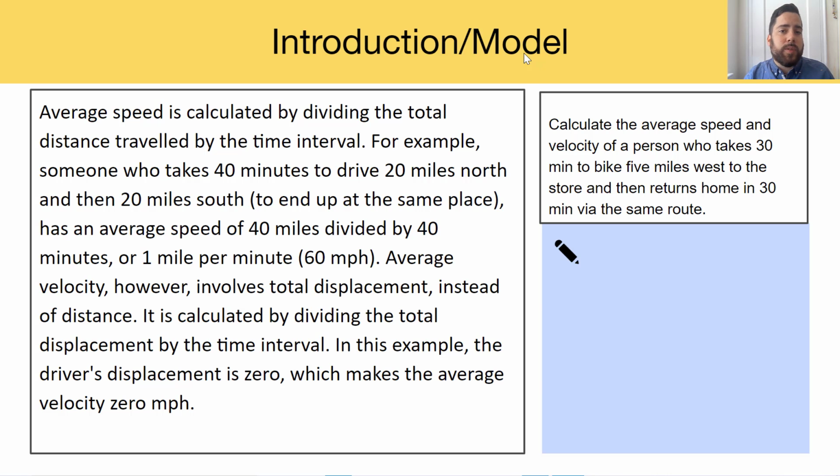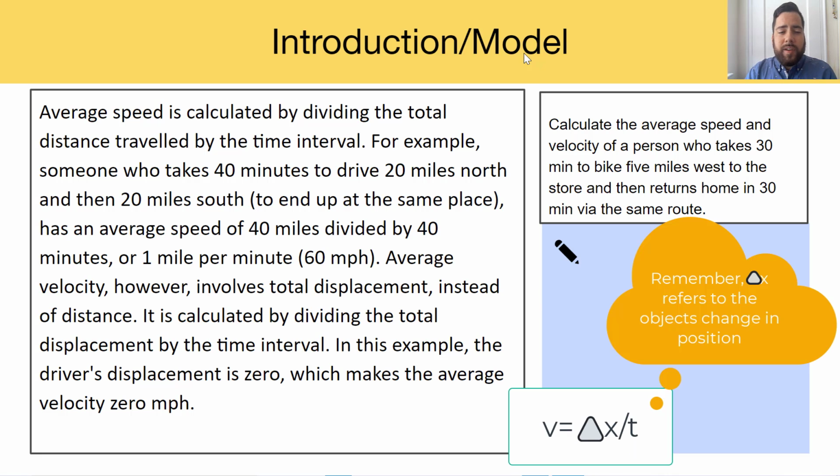However, think back to when we talked about the difference between distance and displacement, right? The displacement would be 0 because essentially their change in position was 0. So average velocity, therefore, would be calculated by taking your displacement over the time. So 0 divided by anything is also going to be 0. So therefore, the average velocity would be 0 miles per hour.